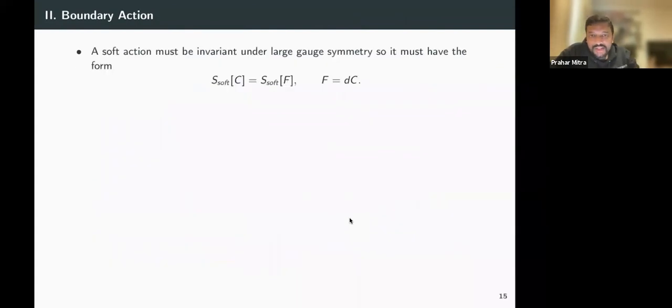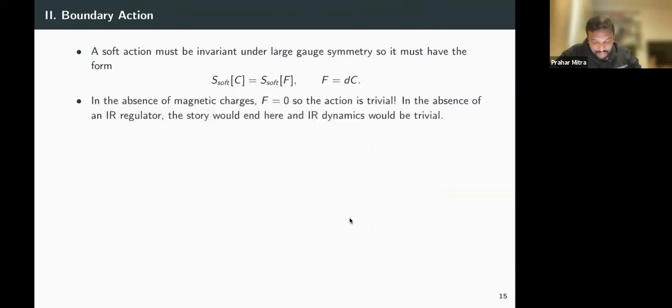Okay. So in other words, the action has to be gauge invariant. Not at all surprising. So it has to be a function of F, only of F. But here's the problem. When I have no magnetic charges, and I'm going to assume that this is the case, then the field strength vanishes on the boundary. Because remember, the integral of the field strength, integral of F, is the magnetic charge. So if I have no magnetic charges, then F is equal to 0. So this would suggest that the action is completely trivial. There's absolutely nothing that you can write down. That's not good.